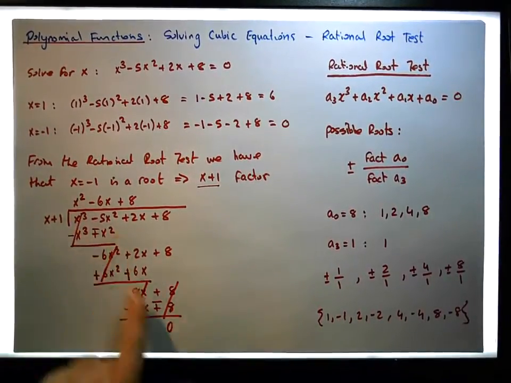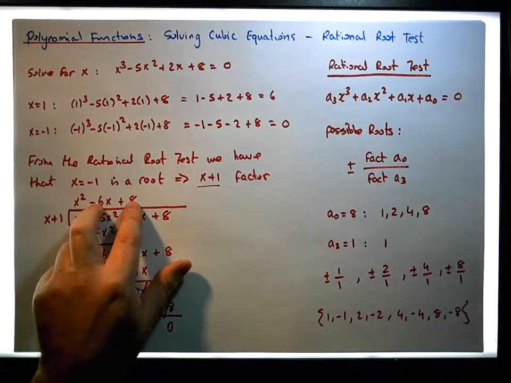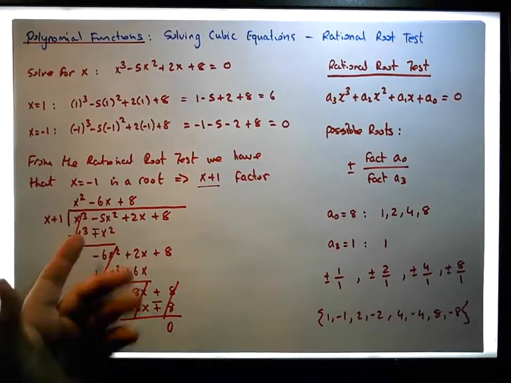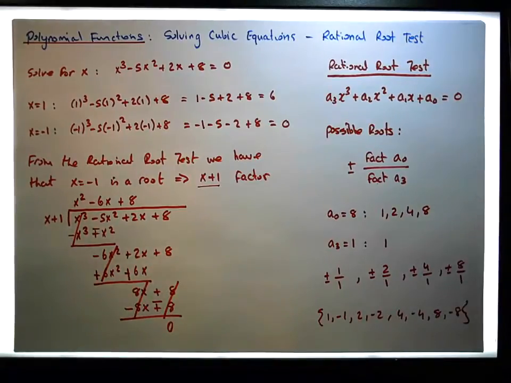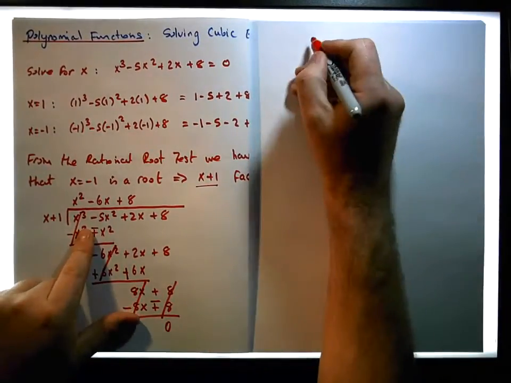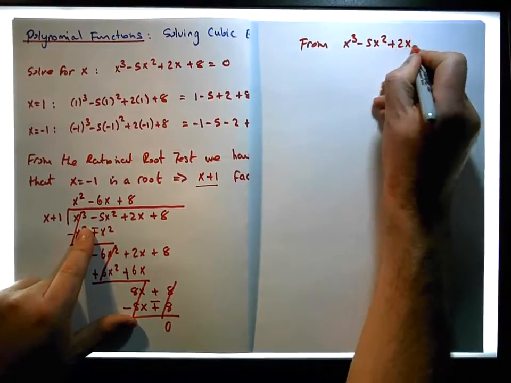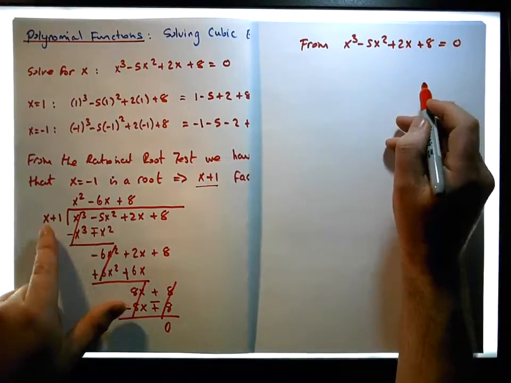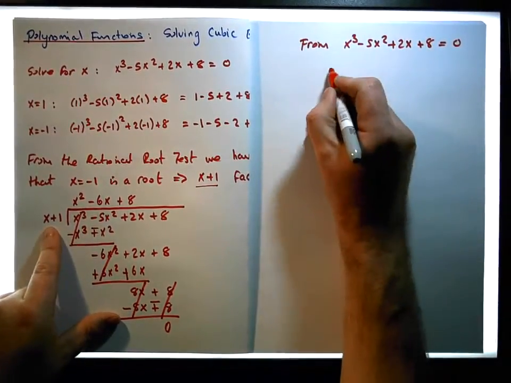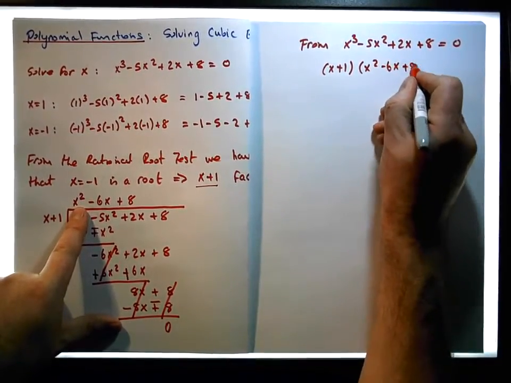So what this is saying from a division perspective is x plus 1 divides into this cubic, x squared minus 6x plus 8 times with a remainder of 0, which is what should happen if x plus 1 is in fact a factor of that cubic. So now we know something really important and interesting: from x cubed minus 5x squared plus 2x plus 8 equals 0, we now know that this thing here is the same as x plus 1 times x squared minus 6x plus 8. Okay, this is the same.